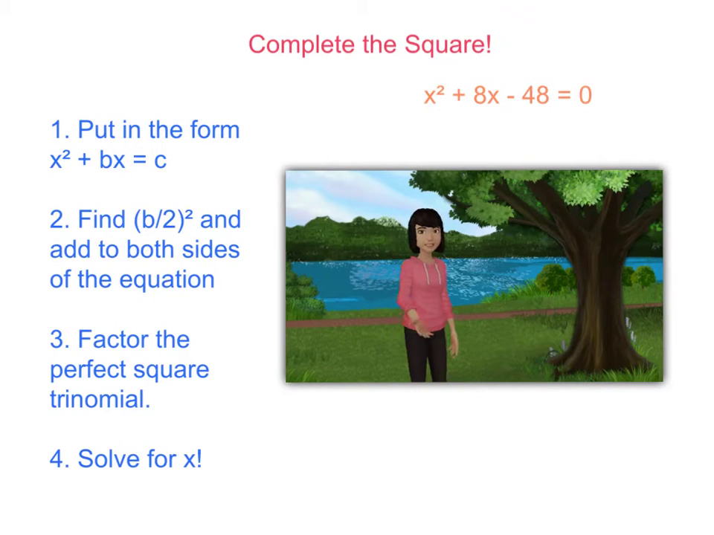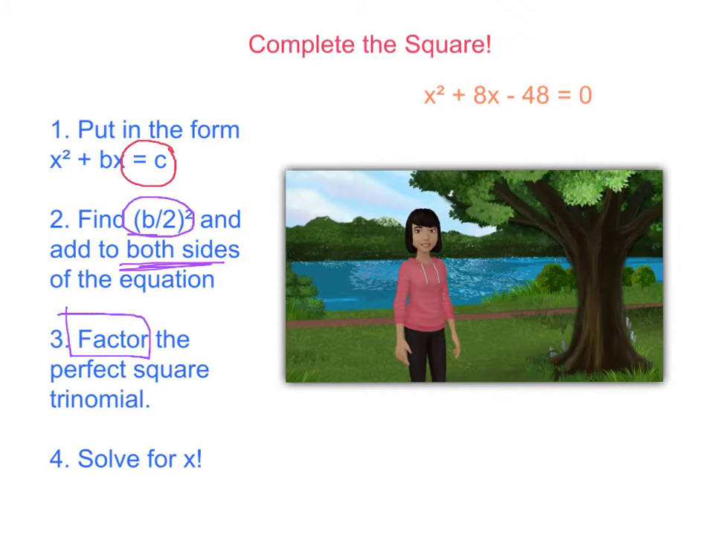Okay, here are the steps for completing the square. It's kind of complicated, so I went to the lake to relax. First, you want to put it in the form x squared plus bx equals c. Then you want to find b divided by 2 squared and add that to both sides of your equation. Then you want to factor the perfect square trinomial and solve for x.